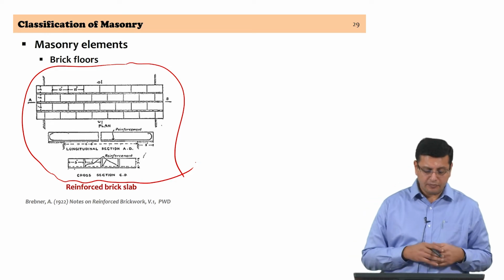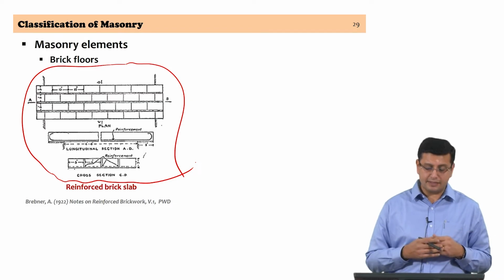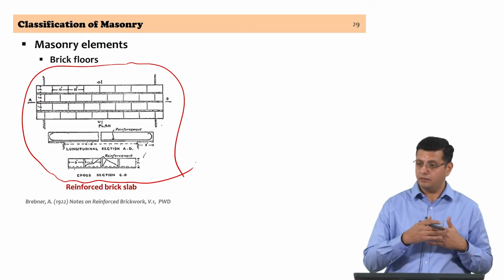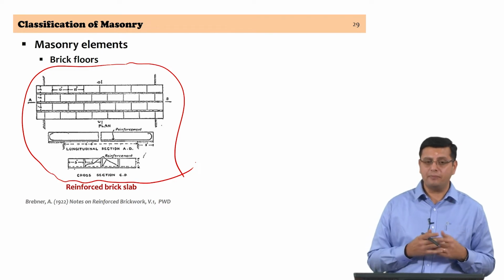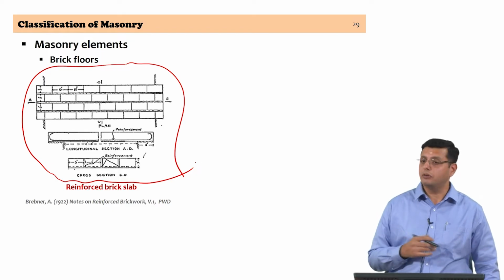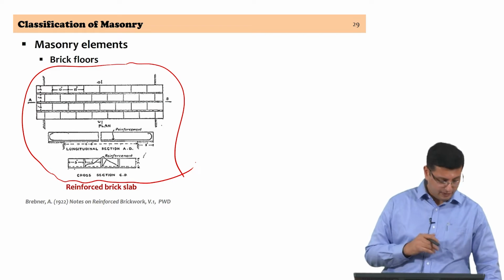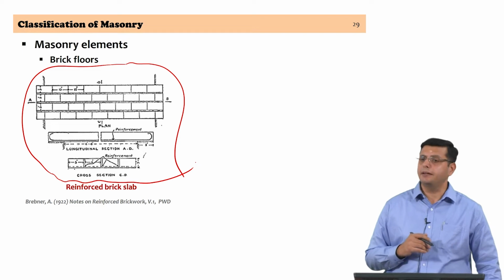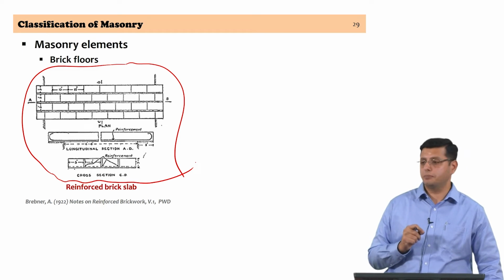So, if you look at the detail here, you actually have brick laid with reinforcement that is running between the brickwork, and this reinforced brick slab construction is something that is found in early 1900 buildings in the country. But today this is again a typology that has a significant problem from a corrosion perspective.